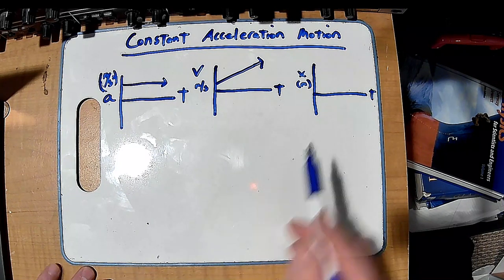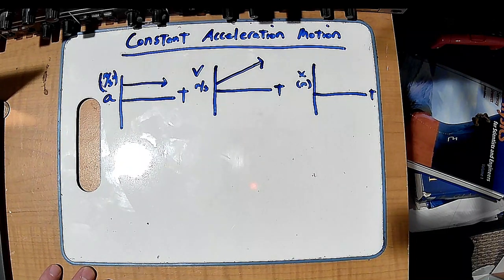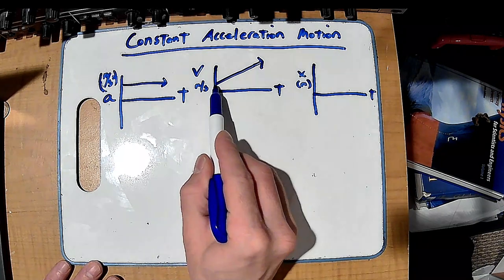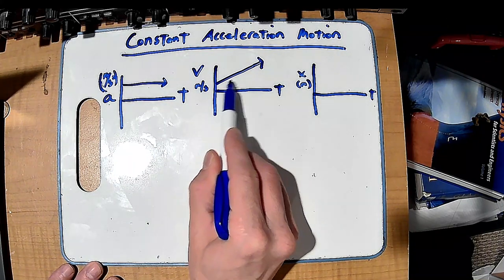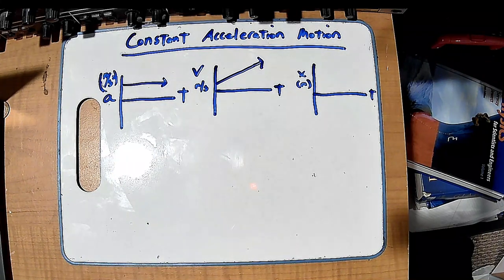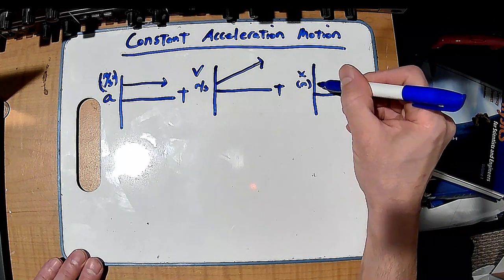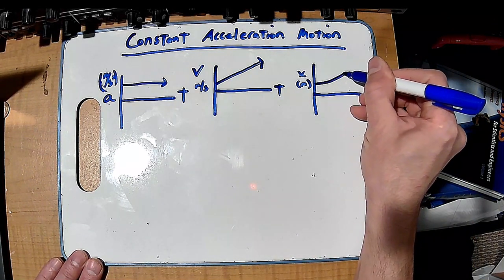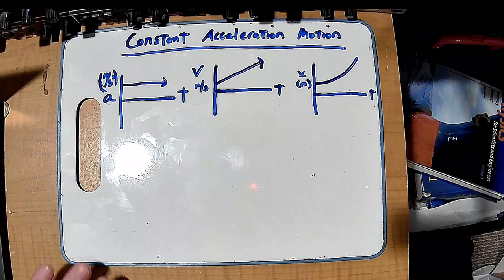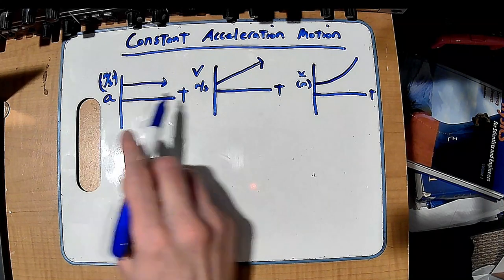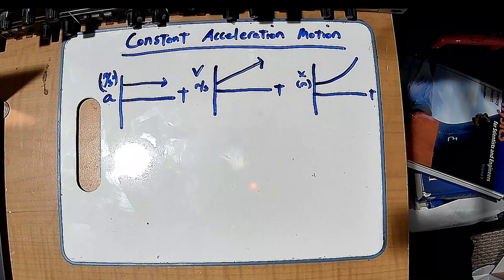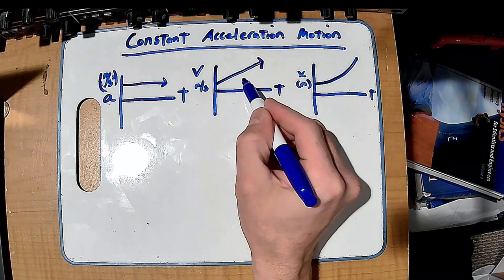Now, imagine what a position versus time graph would look like for this type of motion. If an object starts out at a low positive velocity and gets faster and faster in the positive direction, we should expect that it would curve opening upwards like this. So I don't think the shapes of these three graphs are all that surprising. However, let's think about this. This is a straight line.